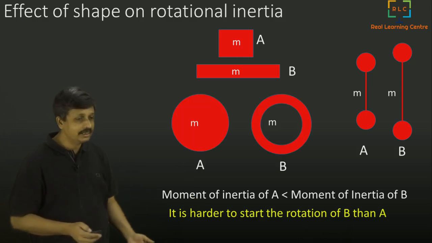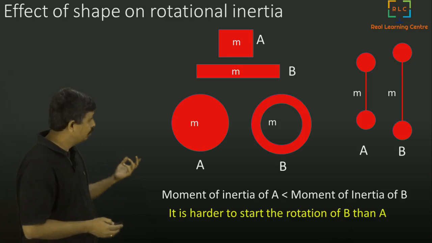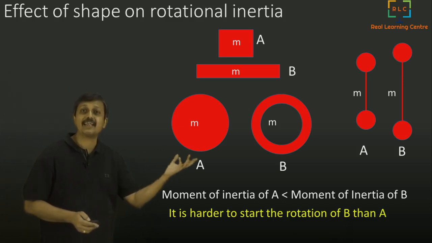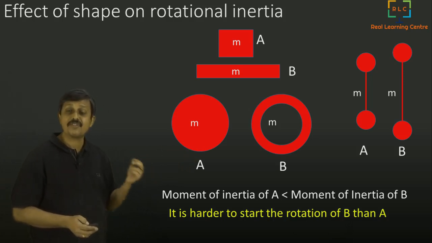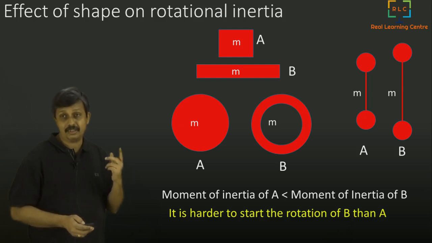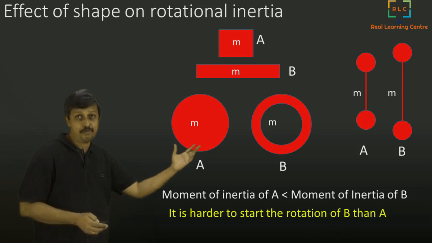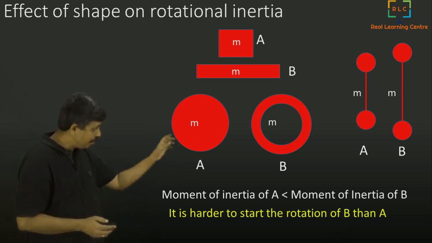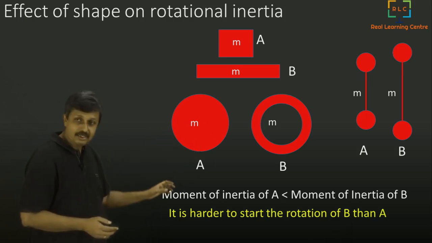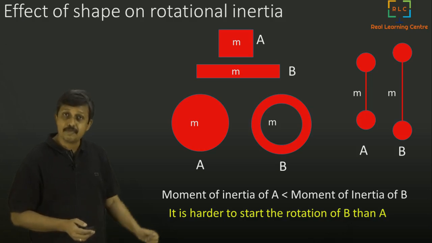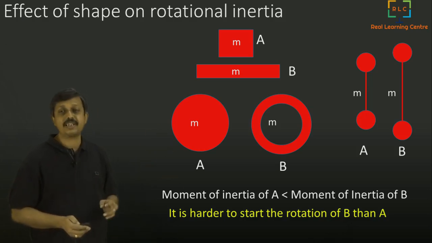Similarly, you can see I have two objects, one disc and another ring. Both of them have the same mass, but the moment of inertia of A is less than the moment of inertia of B, because in B the mass is concentrated in the rim. Since the mass is concentrated on the rim, it is a little bit harder to rotate.